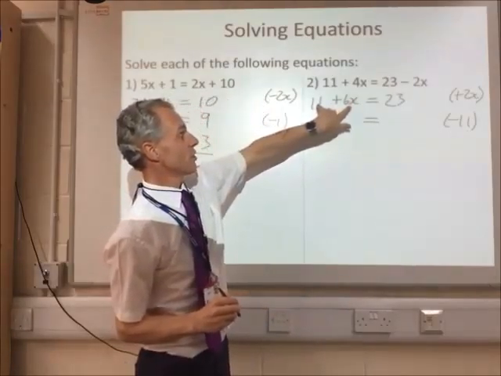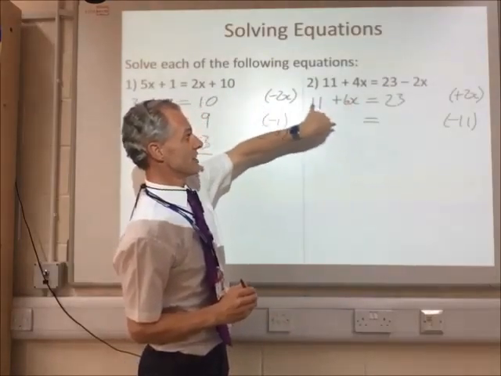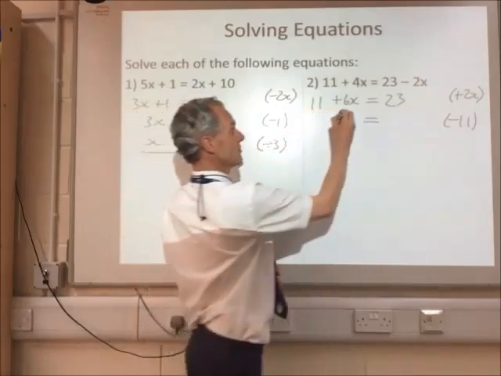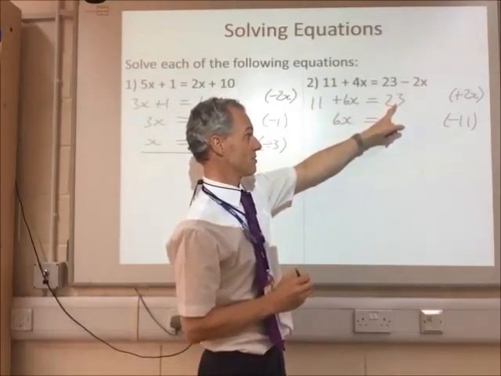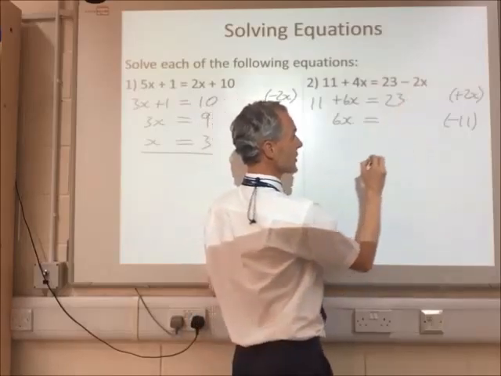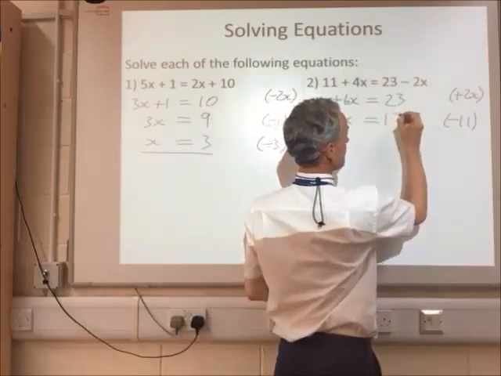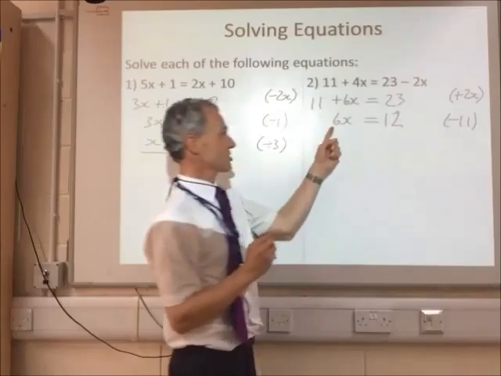So left-hand side of the equation, 11. Taking away the 11, it'll disappear, which will leave me with just 6x there. The right-hand side of the equation, I've got to do the same. 23, take away 11 is 12. I've now got 6x is 12.